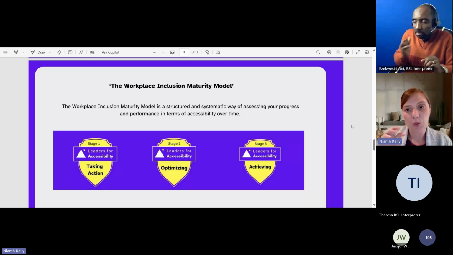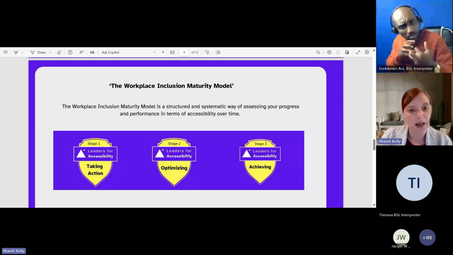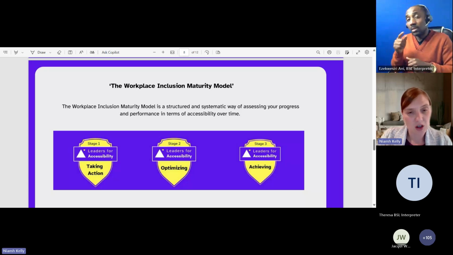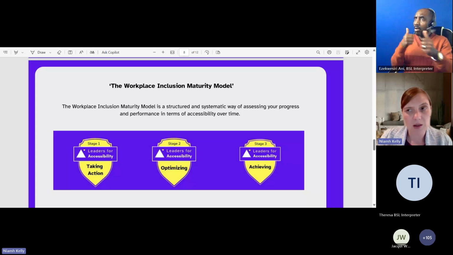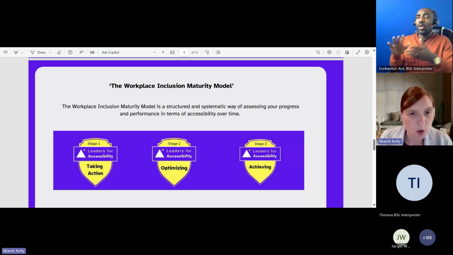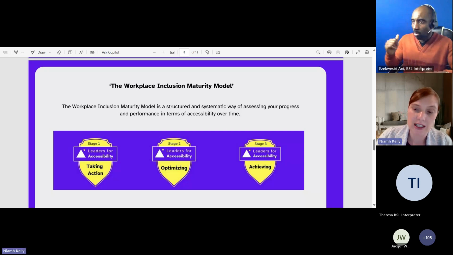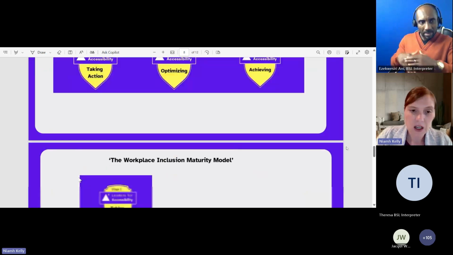So showing potential candidates that you are taking action on something means that, okay, the mindset is starting to shift in this organization. It also might make it more welcoming for people to be able to disclose their disabilities if they're already in your organization.